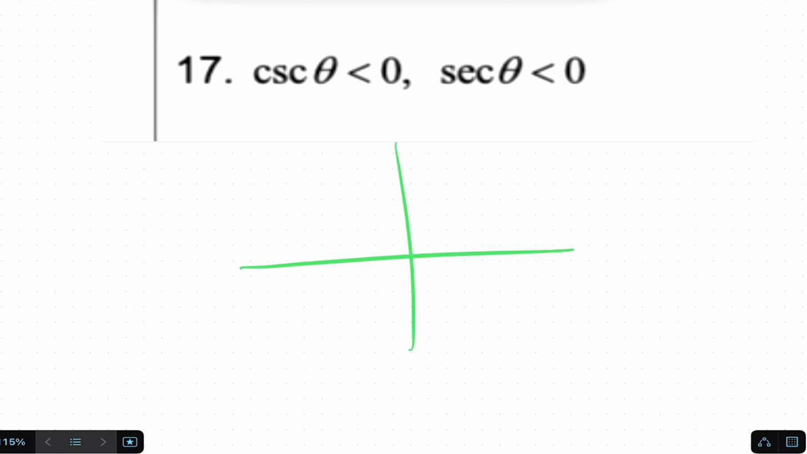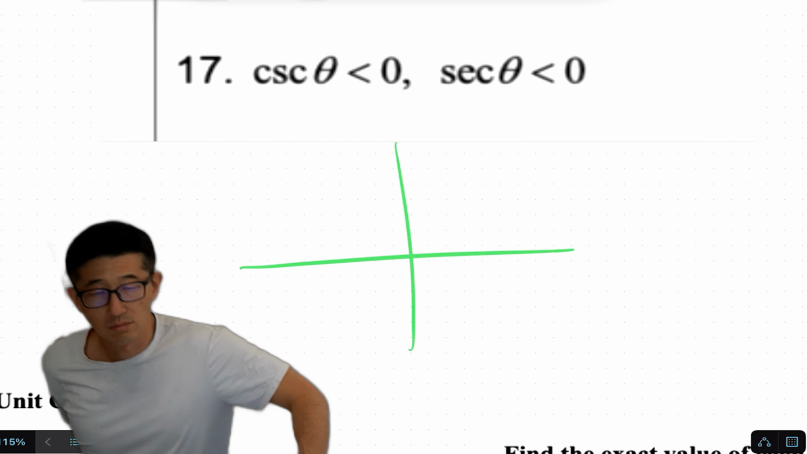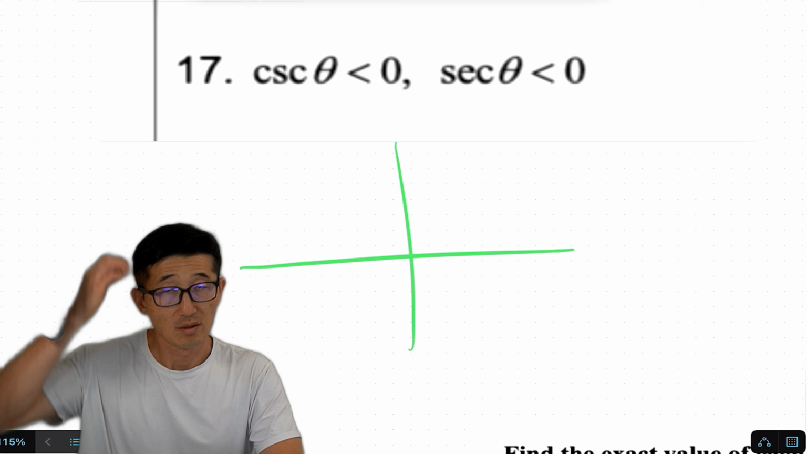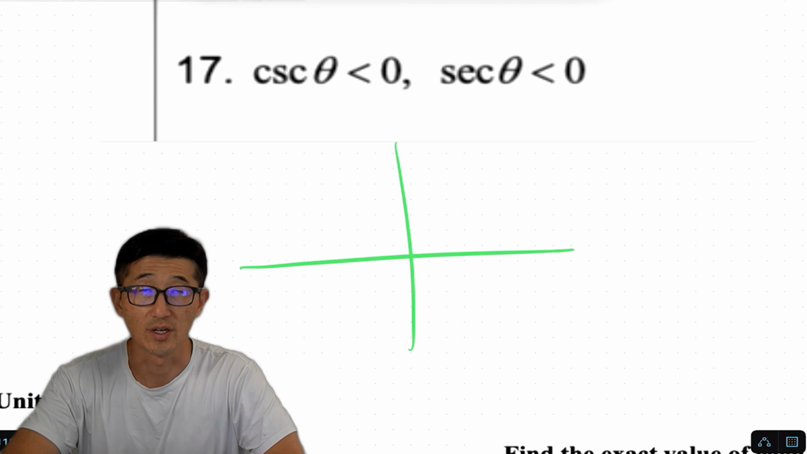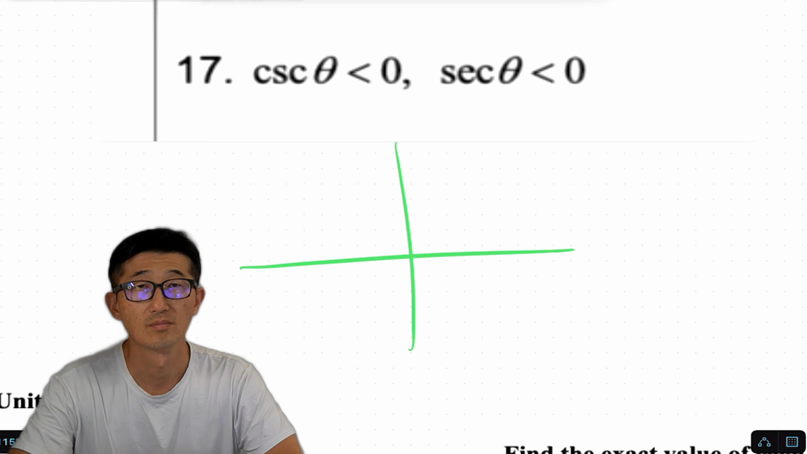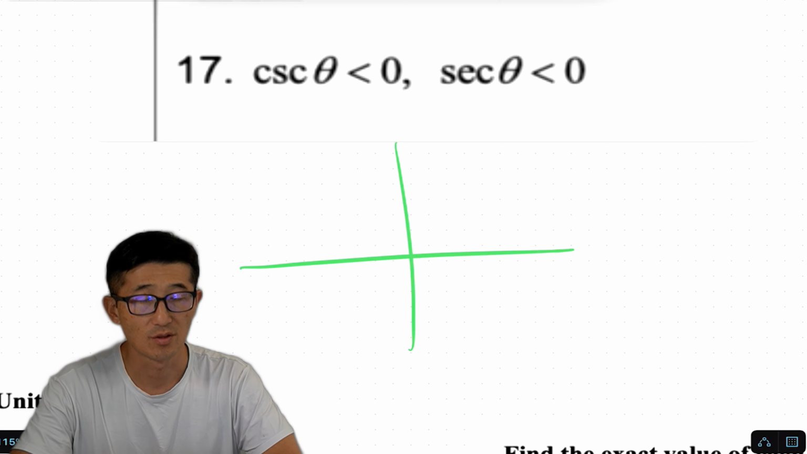Okay, so does that mean that tangent pi over 6 equals sine pi over 6 over cosine pi over 6? Because you know how tangent equals y over x. So tangent pi over 3 equals sine pi over 3 over cosine pi over 3. Yes, very good. And then it'll simplify into rad 3 over 3.